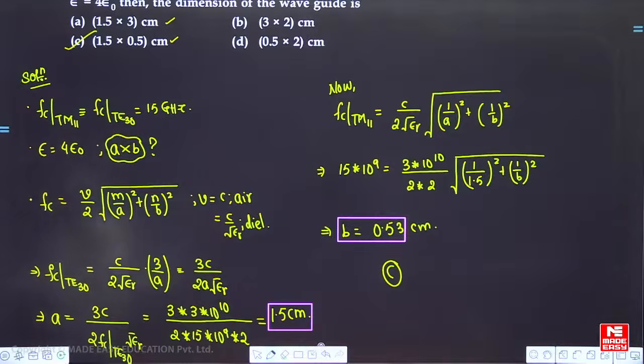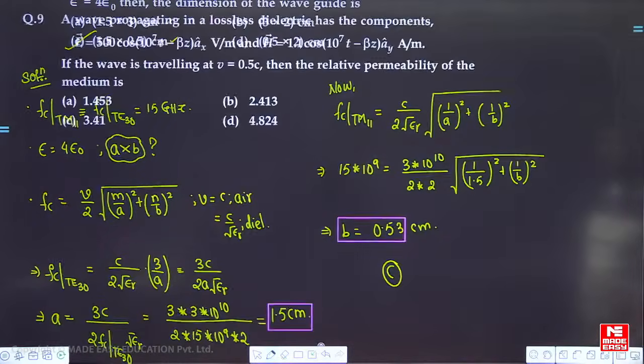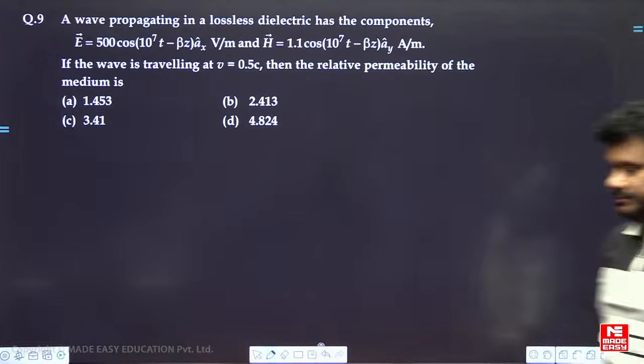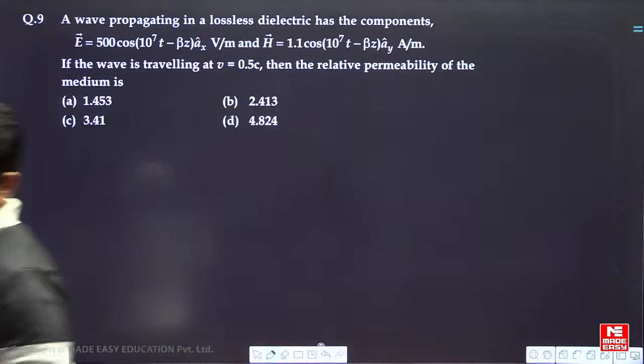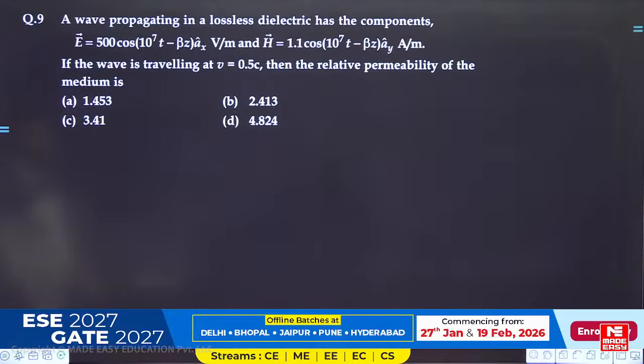Clear? Okay. Next. Question number 9. A wave propagating in a lossless dielectric has the electric field and magnetic field components given. The wave is traveling at velocity 0.5 times the speed of light. C is nothing but the speed of light. Then the relative permeability of the medium will be how much?